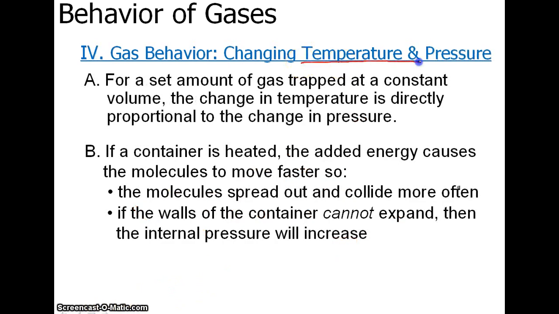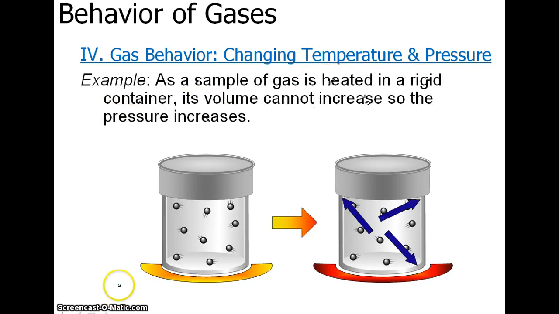We can also look at the relationship between temperature and pressure in a system where, again, it's a set amount of gas at a constant volume. This is a very similar situation to the last slide, but here the containers are capped, so we are not allowed to change the volume. As this sample of gas gets warmed up from warm to hot, the molecules are going to move faster and collide more often with their container. And because they cannot increase the volume, the pressure is going to increase.